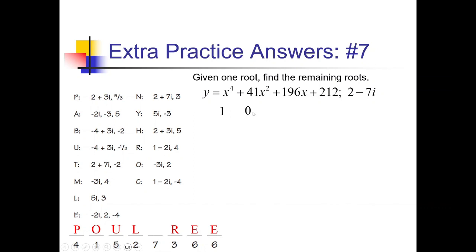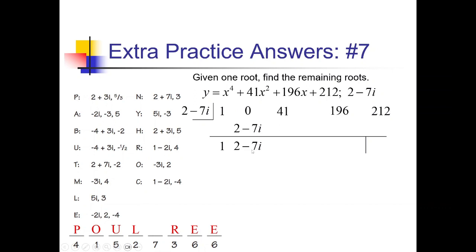So right off the bat, this one is pretty nasty. Then we've got a 41 for real, 196, and a 212. And then our box number, 2 minus 7i, which is not ideal, but we'll take it. So we bring down the 1 times 2 minus 7i is still 2 minus 7i. Plus 0 is pretty easy. That's going to be 2 minus 7i right there.